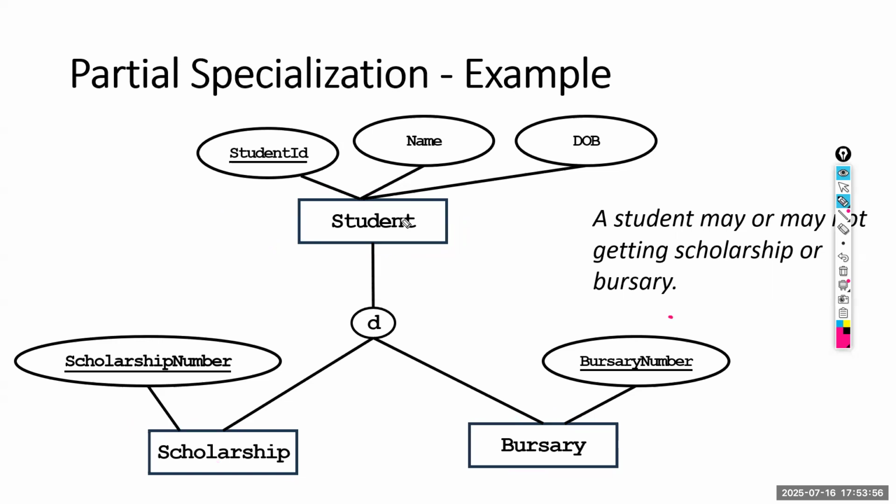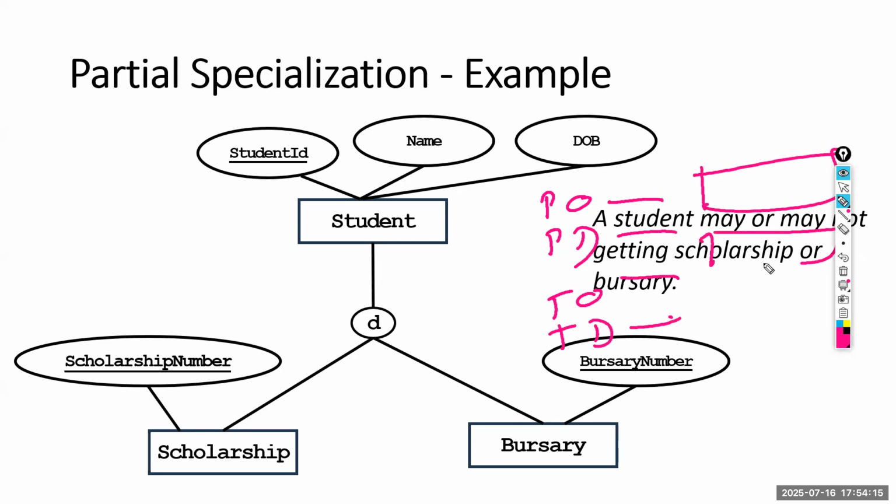So therefore, you can have partial disjoint, partial overlapping. Then you can have total disjoint, total overlapping. So you can think of four scenarios: partial overlapping, partial disjoint, total overlapping, total disjoint. So write down four scenarios. This is an example for partial overlapping. This is an example for partial disjoint. This is an example for total overlapping. This is an example for total disjoint.